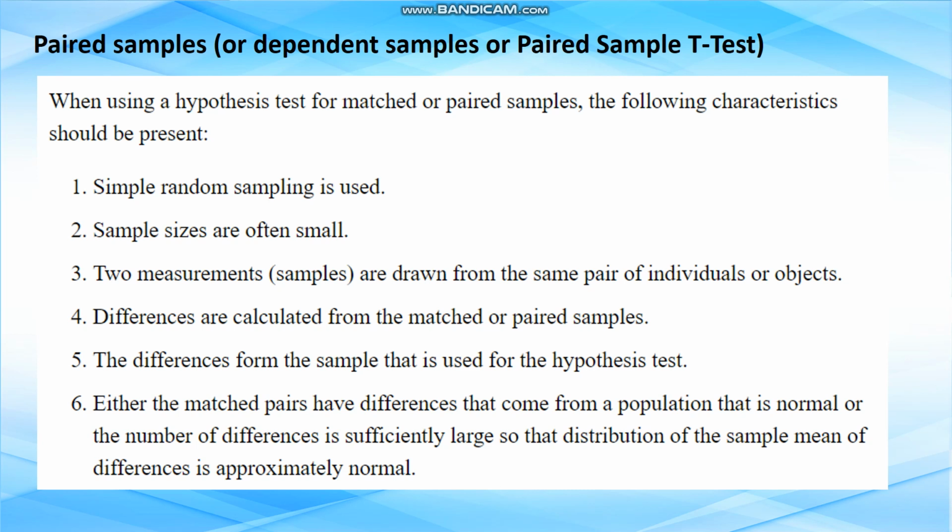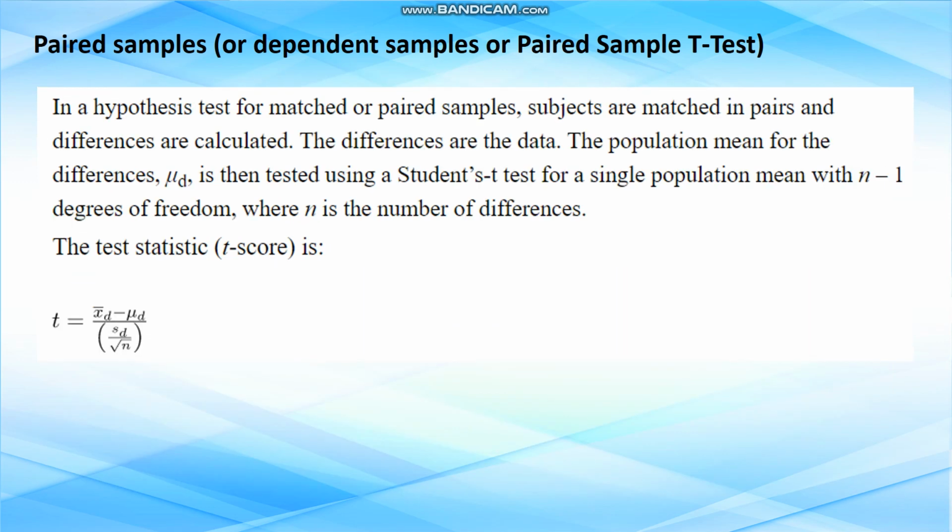And either the matched pairs have differences that come from a population that is normal, or the number of differences is sufficiently large so that the distribution of the sample mean of differences is approximately normal. Okay, just have an idea by having a look at these six items. When you see the example, you get more understanding.